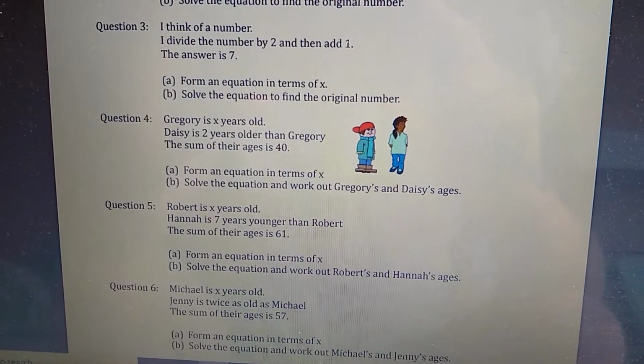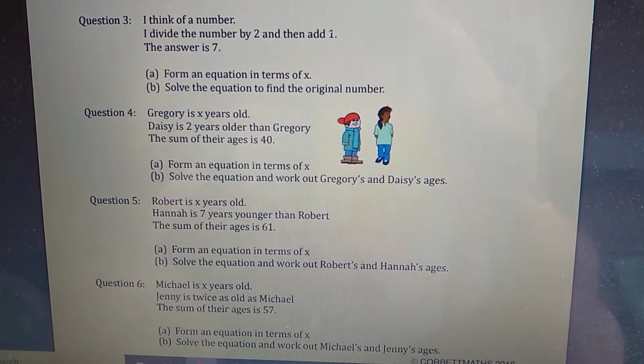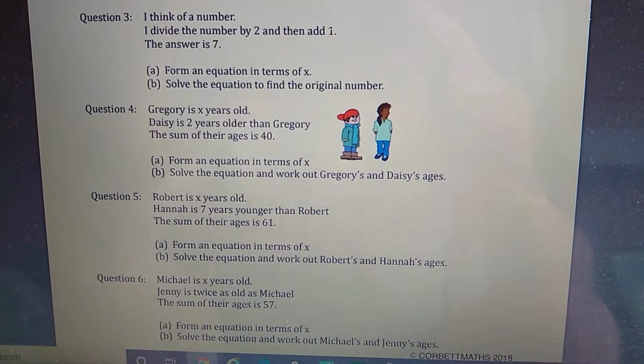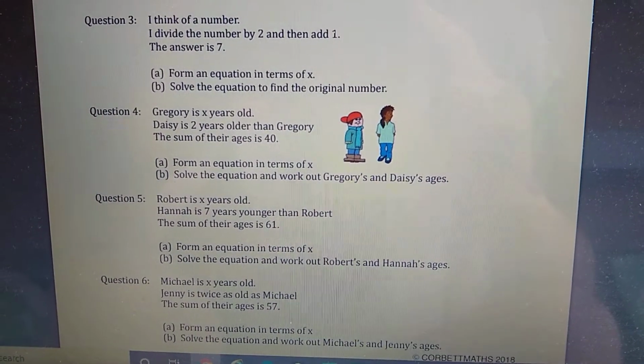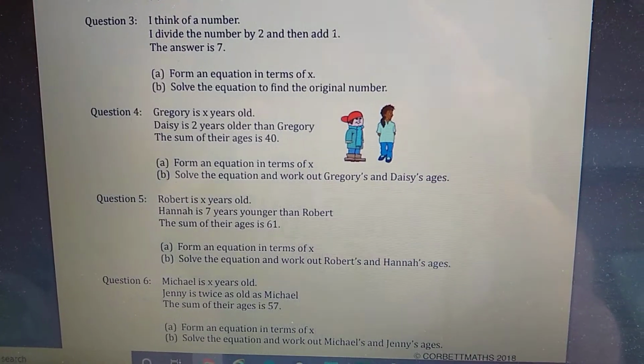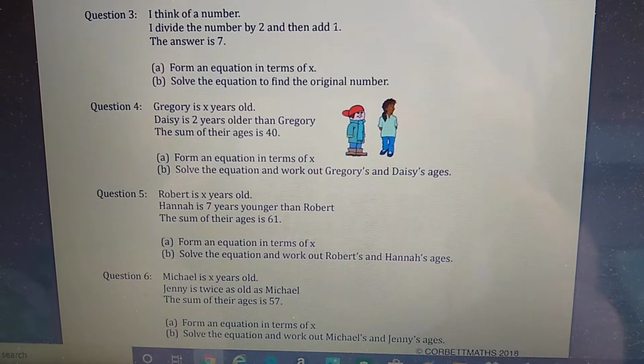So question 3 there: I think of a number, I divide the number by 2 and then add 1. So we need to try and form an equation here. It's quite a tricky skill. So I'm just going to pick some random numbers. I think of a number, so I'm going to think of the number 10. 10 divided by 2 plus 1.